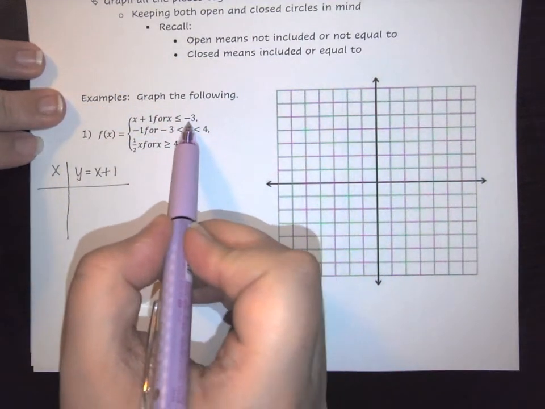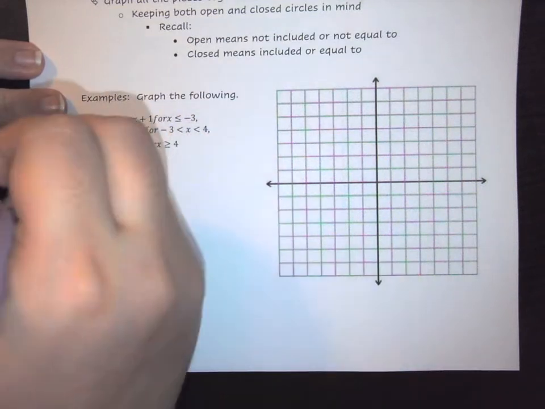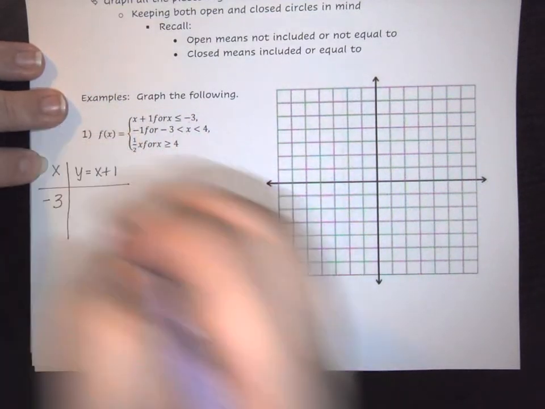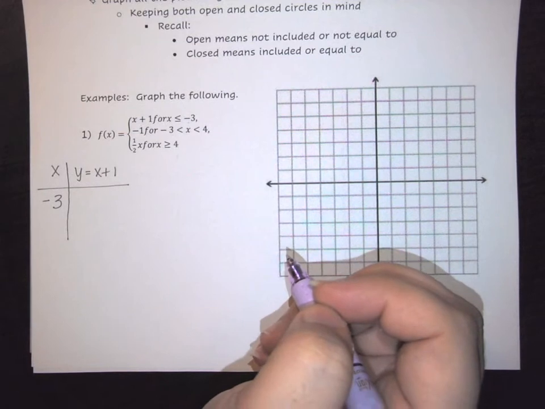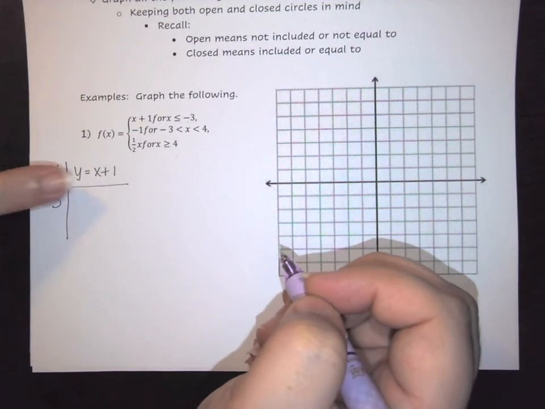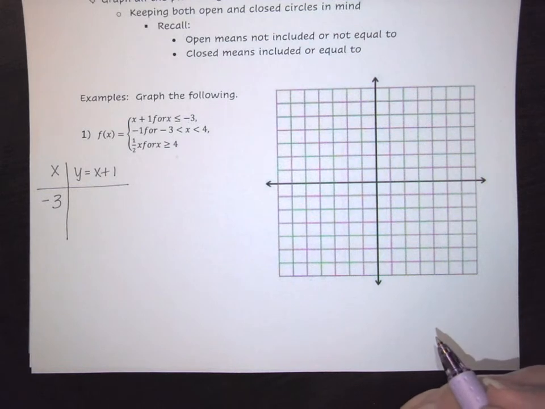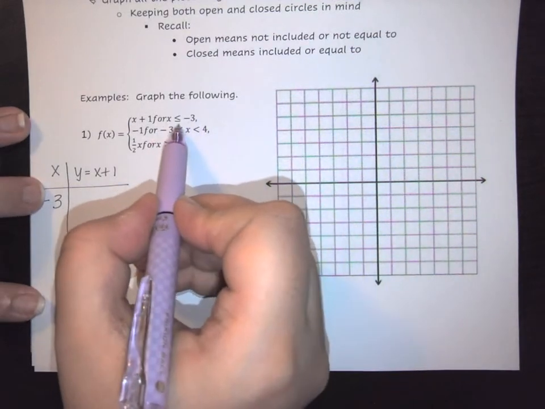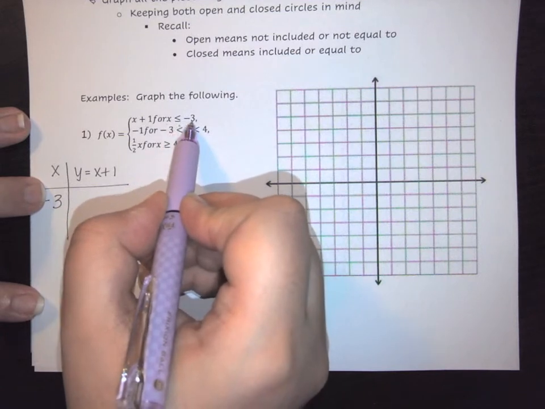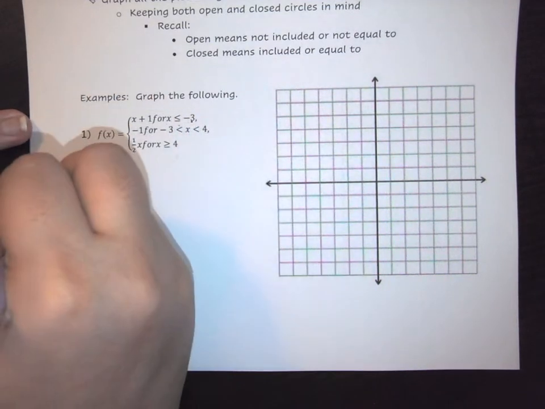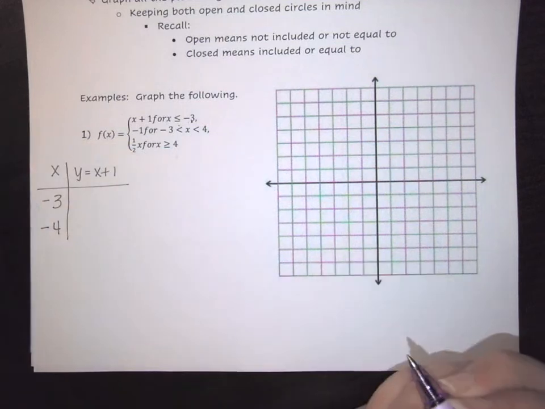Now with this, the first thing we're going to use is the bound, so we're going to use that negative 3. But then we also need to have another point, because this is a linear line, and linear lines need 2 points in order to graph. So my direction here says that x has to be less than or equal to negative 3. So I'm going to use negative 3, and then I'm going to use negative 4.